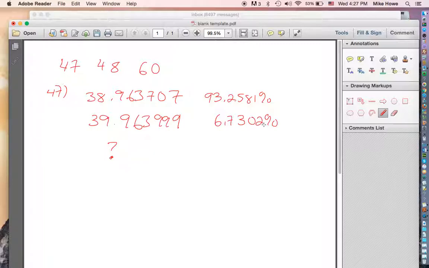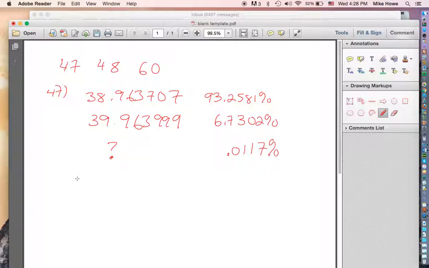So if you have a calculator in front of you, if you did 100 for the total percentage of 100% minus 93.2581 minus the 6.7302, you'll find that the third percentage is not very much, 0.0117%.